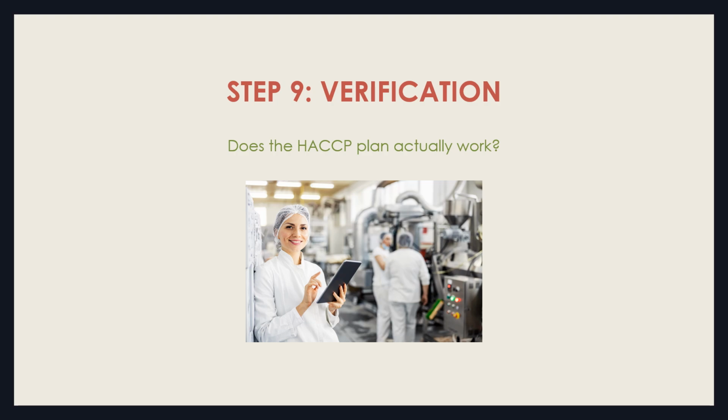Verification activities confirm that the HACCP plan is functioning as intended. This may include record reviews, calibration of monitoring equipment, internal audits, and validation studies. Verification is typically conducted by supervisory or quality personnel and helps identify gaps before they become serious issues.